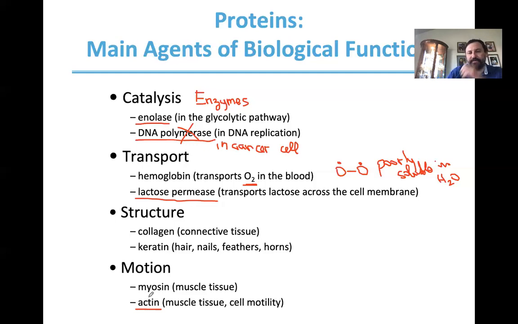All right, so hopefully this overview gave you some idea of what proteins do in a cell. And obviously the 20 amino acids that we're going to study are key to understanding how these perform their function, whether it's catalysis, whether it's transport, whether it's responsible for structure or motion.